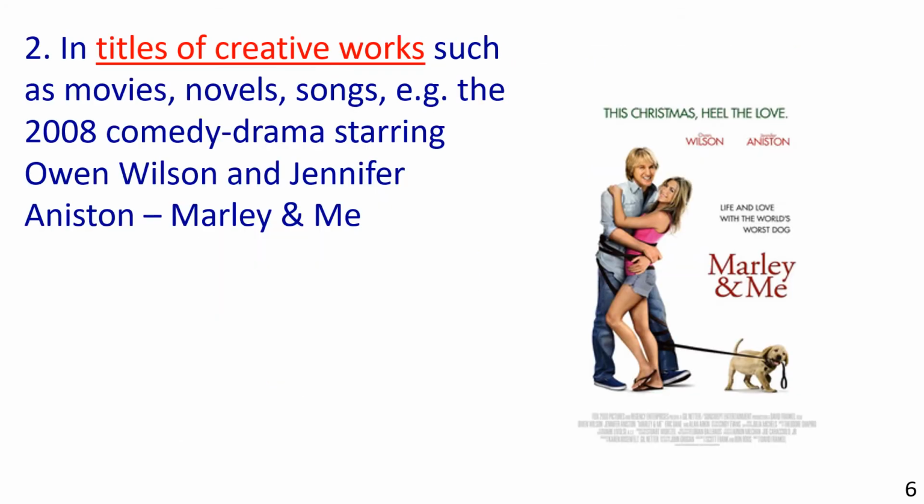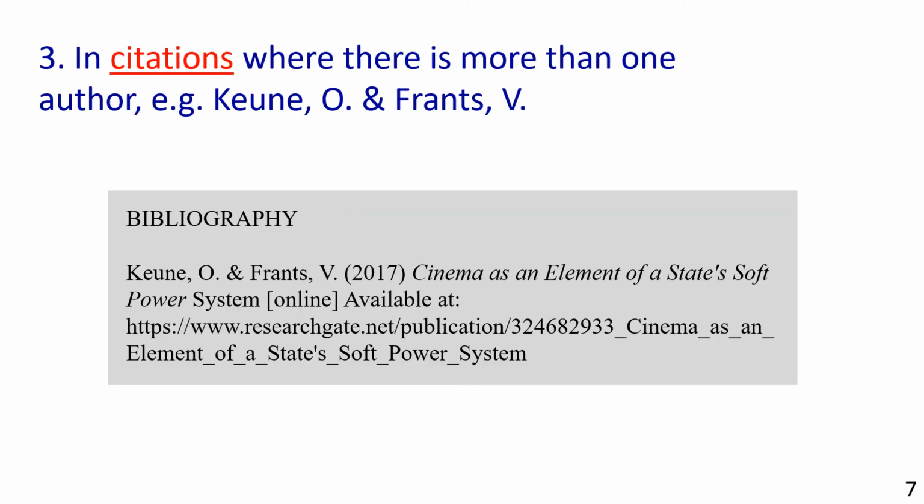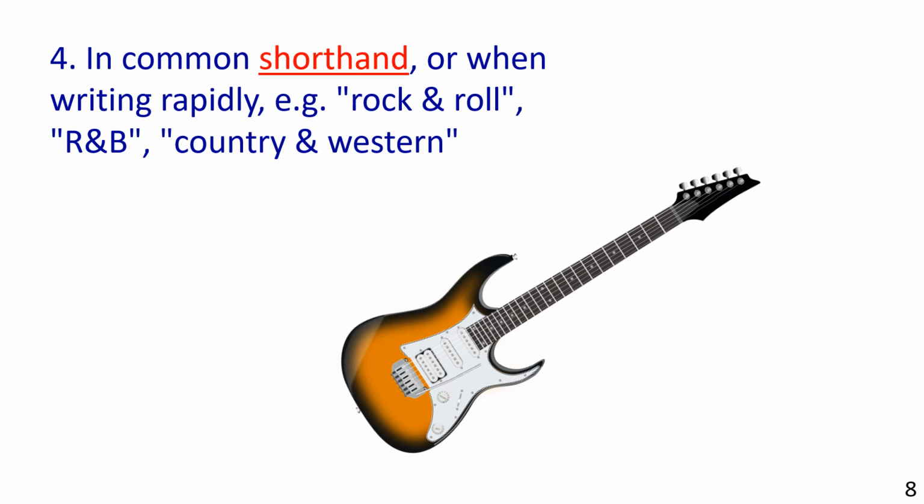2. In titles of creative works, such as movies, novels, songs, for example, the 2008 comedy drama starring Owen Wilson and Jennifer Aniston, Marley & Me. 3. In citations, where there's more than one author, for example, Kuhn O & France V. And 4. In common shorthand, or when writing rapidly, for example, rock & roll, R&B, country & western.